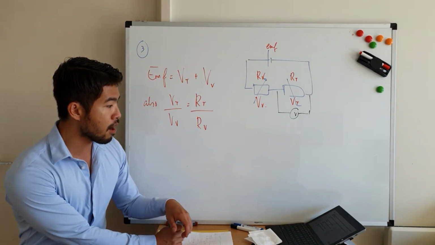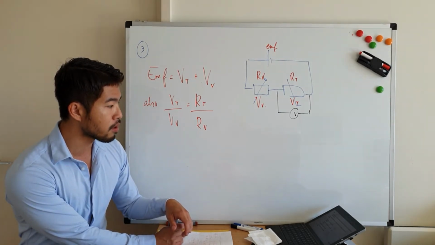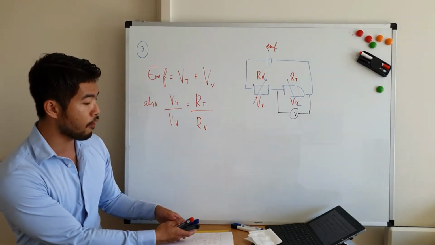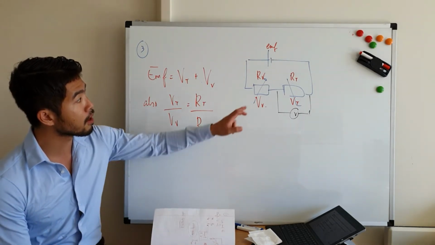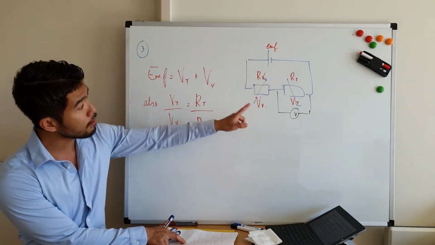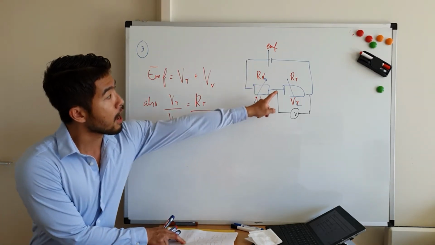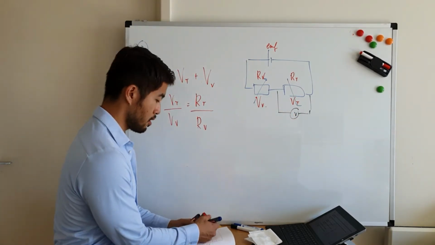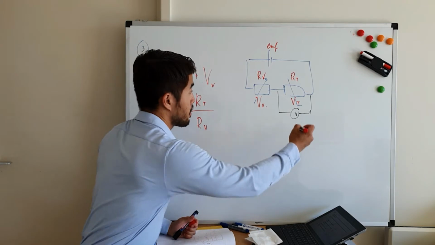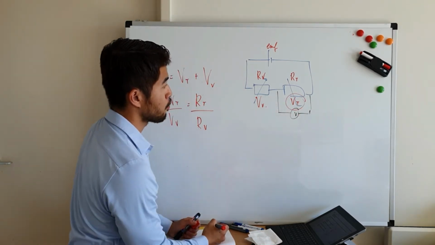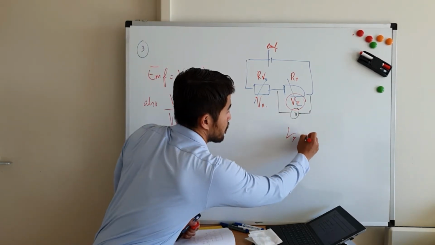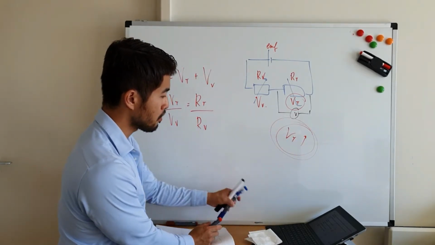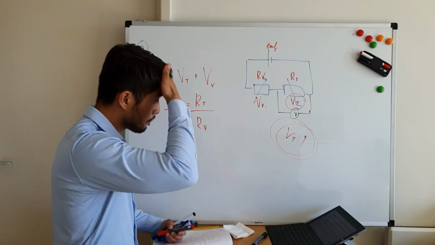So which one of the cases will cause potential difference across the thermistor to increase? Remember, we want the thermistor. So I've labeled this RV and VV for variable, RT and VT for thermistor. So we want to see the variation of this, and we want to find which one makes VT increase. Okay, so this is VT increasing. So let's see the 4 options now.